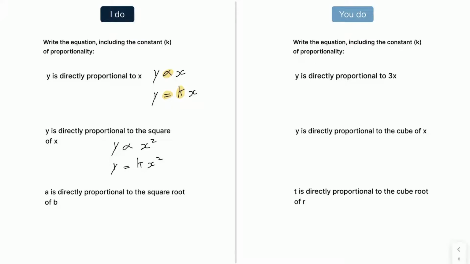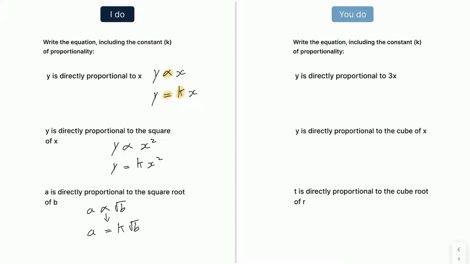And finally, looking at the last one, it says a is directly proportional to the square root of b. So that's the expression, and to write that as an equation, we're going to replace that sign with an equals and a k, which is the constant for proportionality, and the square root of b. Everything else stays the same. So press pause and have a go at the examples on the right.